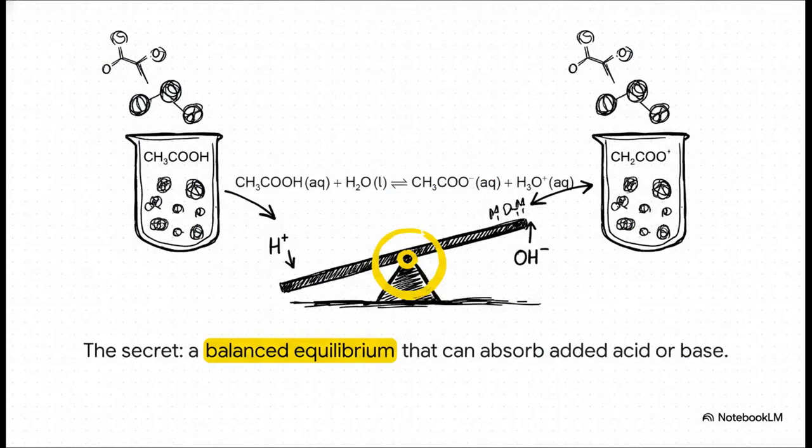It holds the line. So how in the world does it do that? The secret is all about this equilibrium, this balance. You've basically got a reservoir of both the weak acid and its conjugate base. So if some rogue acid shows up, the conjugate base is right there to gobble up those extra protons and neutralize it. And if a strong base attacks, the weak acid steps in and releases its own protons to fight it off. It is the ultimate chemical shock absorber.